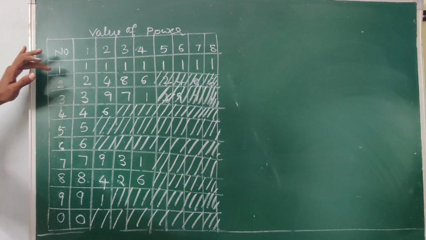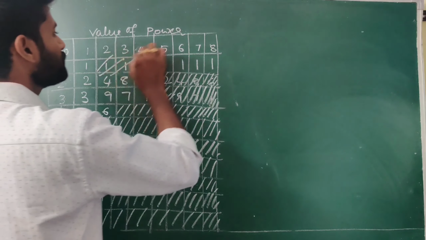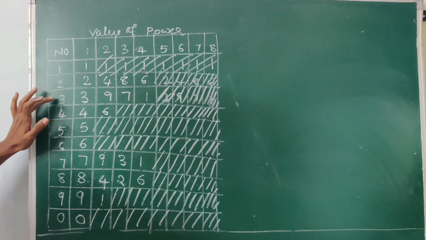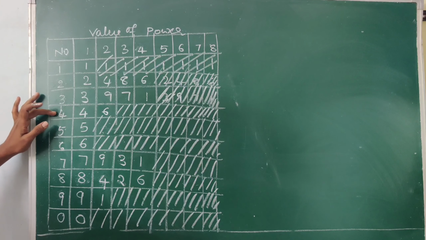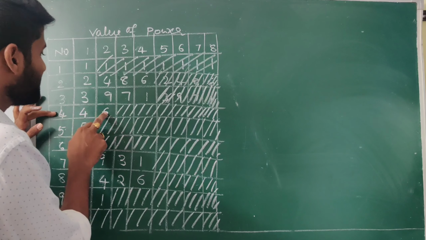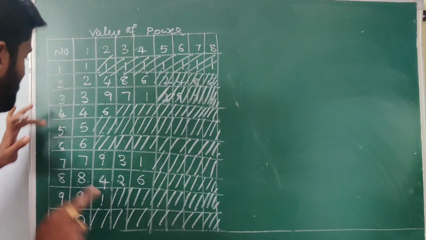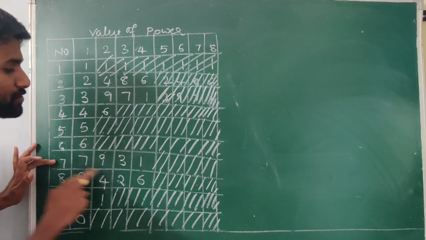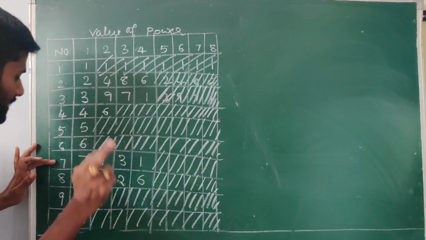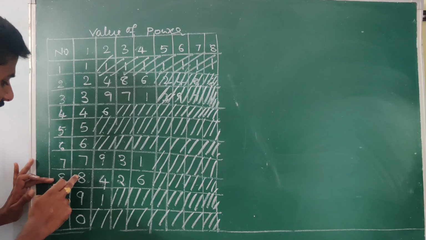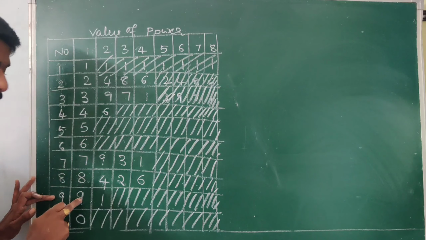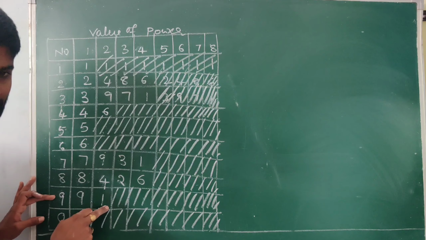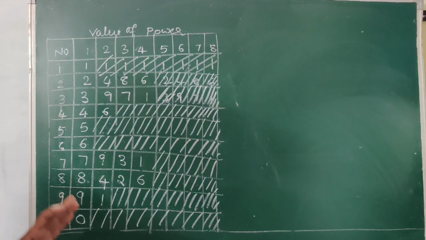Then just see, 1 power anything is 1, so the values are the same for any power value. And 2 can be repeated in 4 values, 3 can be repeated in 4 values, and 4 power even is 6, 4 power odd is equal to 4. 5 power anything is 5, 6 power anything is 6, and 7 can be repeated in 4 cyclic values, that is 7, 9, 3, 1, and 8 can again be 4 repeated values. 9 power odd, the units place is equal to 9, and 9 power even, its units place is equal to 1. So these are the values of the power cycle.